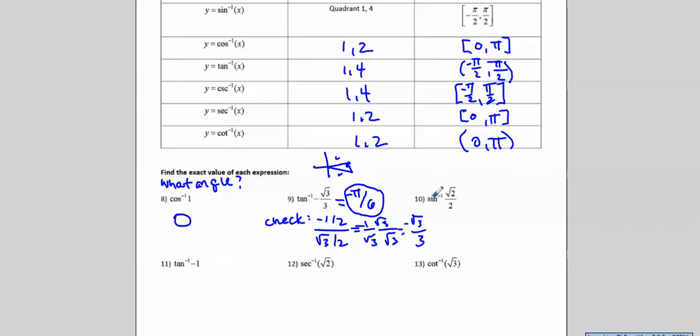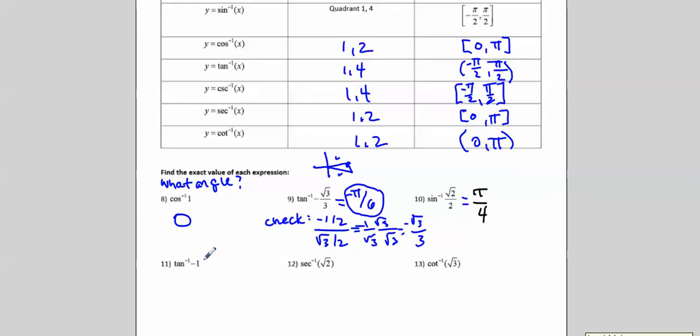In problem 10, I need to know what angle has a sine of root 2 over 2. And that's in the first quadrant. And if you check your unit circle to see which angle has a y value of root 2 over 2, you should get 45 degrees or pi over 4.